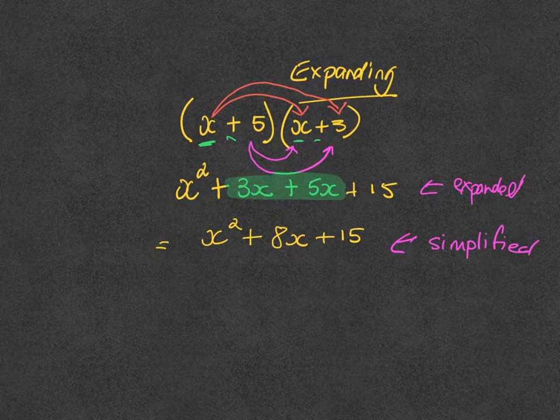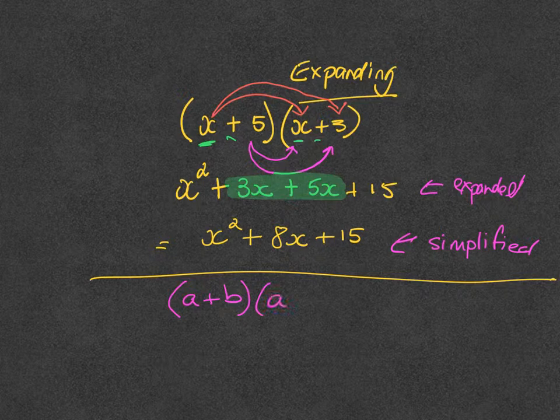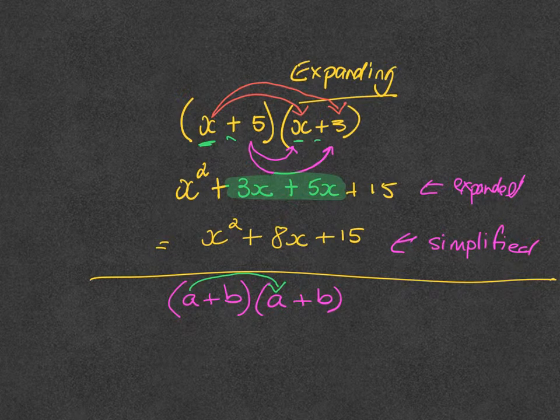Okay, let's have another practice. This time, let's make it some pronumerals. So this time we're going to have open brackets A plus B, close brackets, A plus B. So like before, what we're going to do is we're going to multiply this A by this A. So like before, A times A is actually A squared. So it'll be equals A squared.